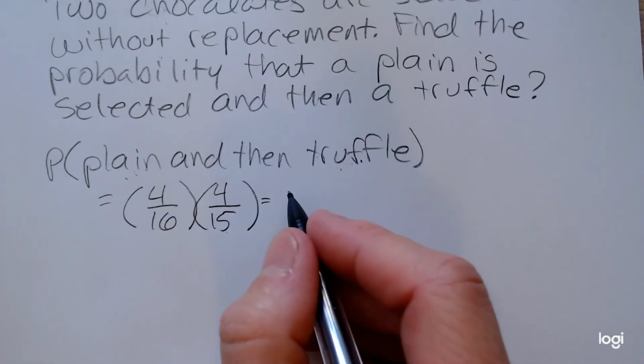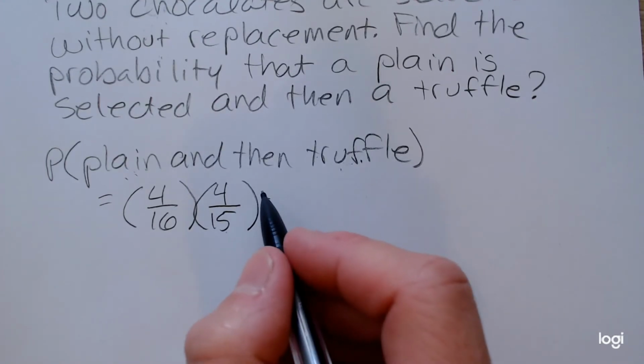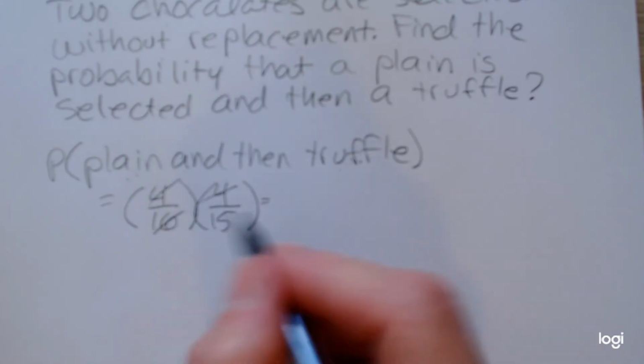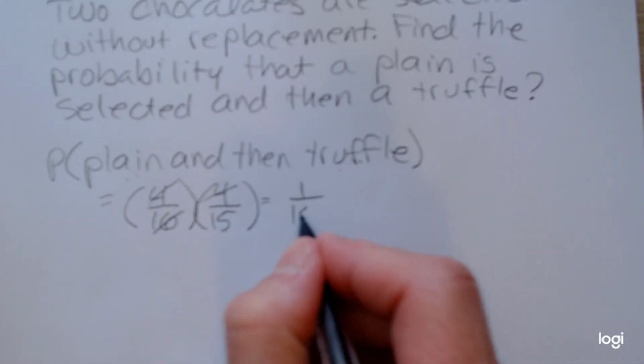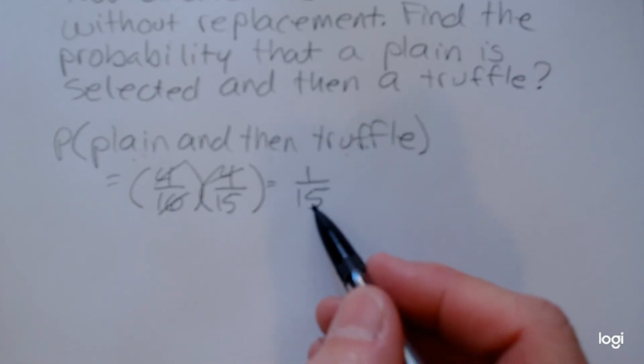So this is going to be, let's see, we can cancel the 16s here. So this is going to be 1 out of 15. And this is a valid probability because it falls between 0 and 1 inclusive.